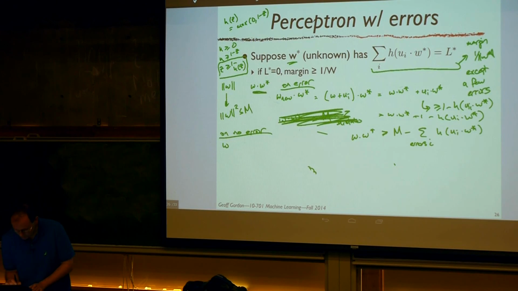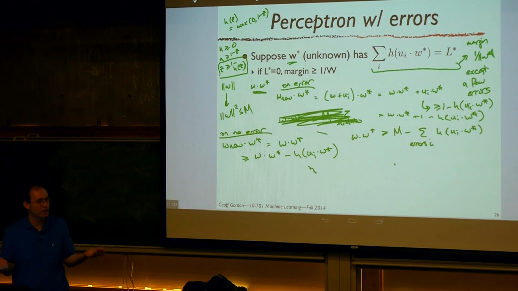We'll get that w new dot w star is equal to, well, w new is the same as w if we don't make an error. So it's equal to w dot w star. And it's greater than or equal to w dot w star minus h of ui dot w star. Why is that true? Because h is bigger than or equal to 0. So if we subtract it, we can only make it smaller, right?